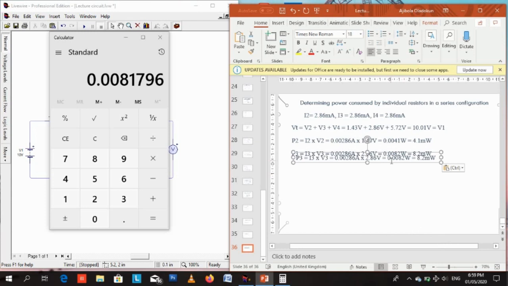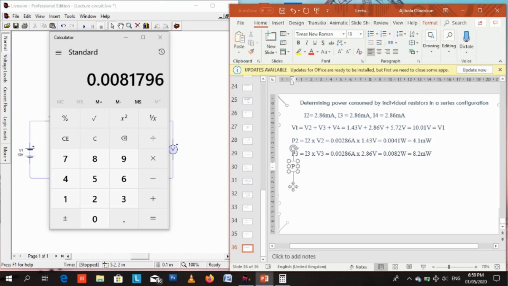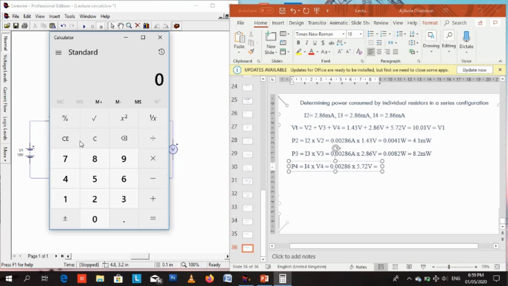So let's go for P4, the power consumed by the resistor R4. P4 is I4 multiplied by V4. I4 is the same as I2, the same as I3, the same as I total, which is 0.00286, because the current flowing through all the resistors in series is the same, but the voltage is different. V4 is 5.72 volts. So you multiply the voltage V4 by the current I4.